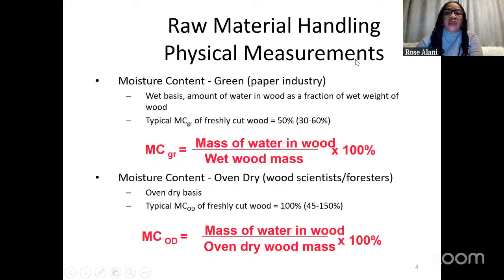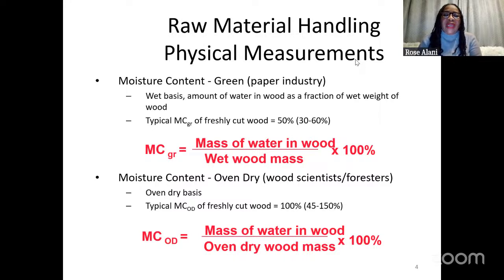Okay, so moisture content, we have two different types that you carry out. Moisture content green, and the other one, oven dry. The green moisture content is the moisture content that you carry out on the wet wood, the wood you just cut and bring in for this without drying it. That wet wood, you carry out the moisture content directly.